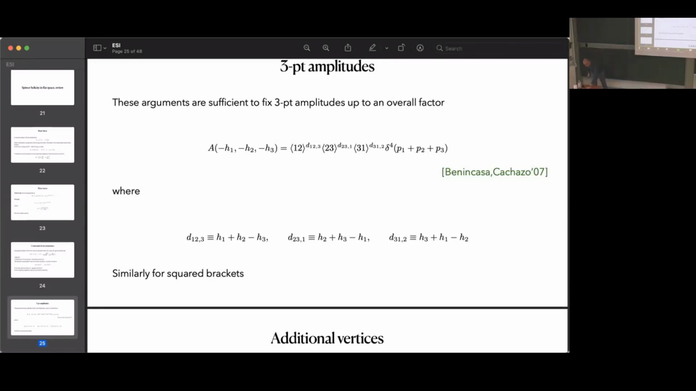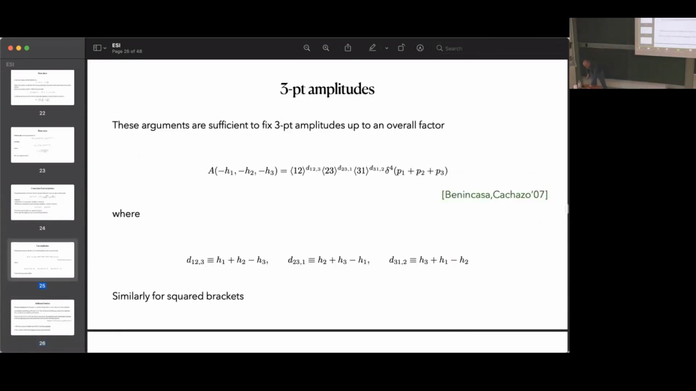Okay, so if we just use these symmetry arguments from the previous slide and apply them to the three-point amplitudes, then we find that they fix, omitting some subtleties, roughly speaking, the three-point amplitude for spinning fields up to a prefactor. And it has a very simple form. You have a momentum conserving delta function, which is not surprising. And then you have these brackets, and their powers are fixed by requirements that helicities are right. And you have similar things for squared brackets.